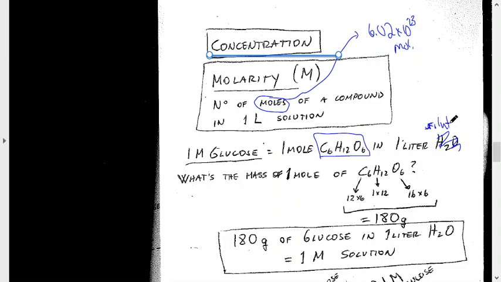Sorry, I'm having issues with my cursor here. And in a 1 liter solution. So how much glucose do you need to put into this solution if you want 1 mole of molecules in there? In order to do that, you have to use atomic mass.